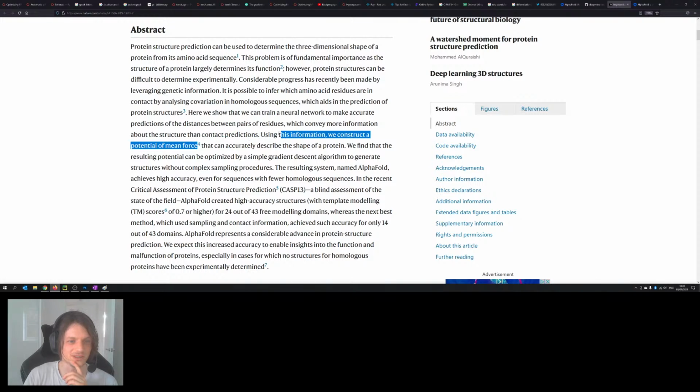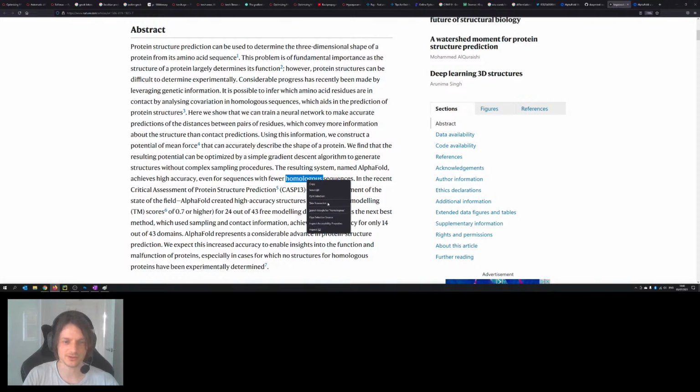This is the physics part. We find that the resulting potential can be optimized by a simple gradient descent algorithm to generate structures without complex sampling procedures. The resulting system, named AlphaFold, achieves high accuracy even for sequences with fewer homologous sequences.